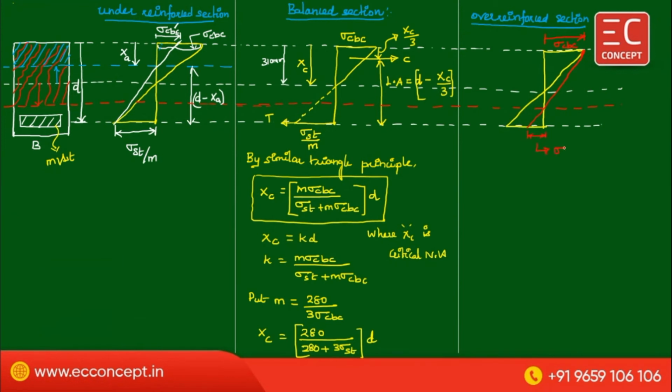The steel stress is sigma ST dash divided by M, so this value is lesser than the original, but the actual value is sigma ST by M. In the over reinforced section, the steel does not attain the full value, but the concrete attains the full value. For making this understandable, I took this numerical example. Now we are going to see one by one the important points of the under reinforced section and the over reinforced section.